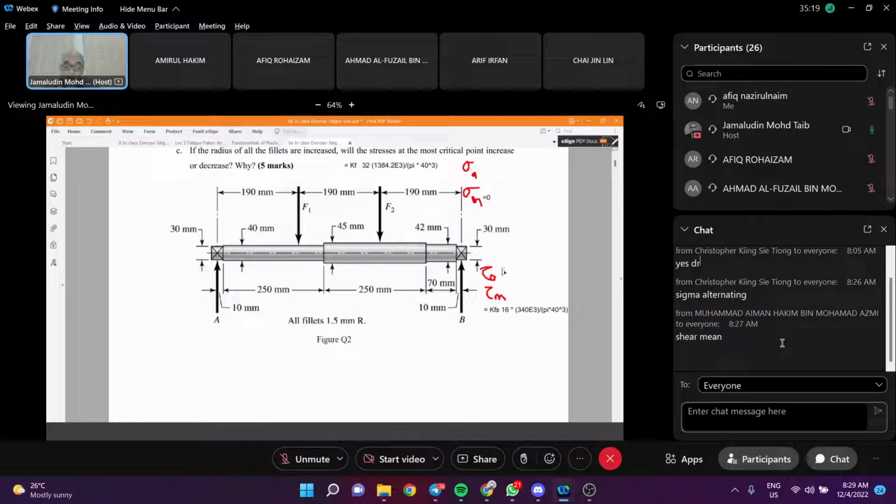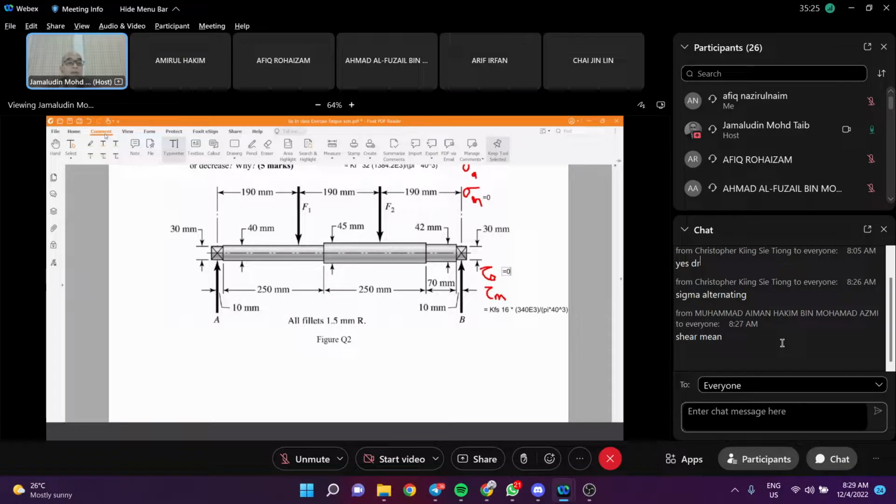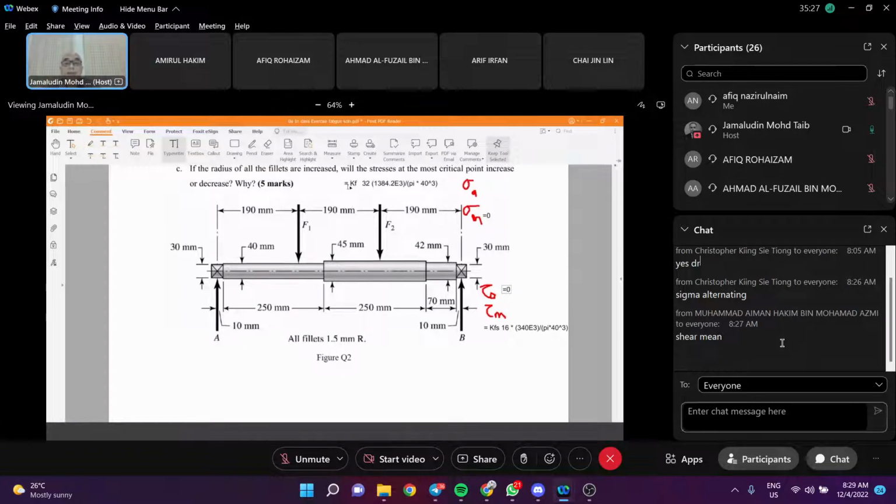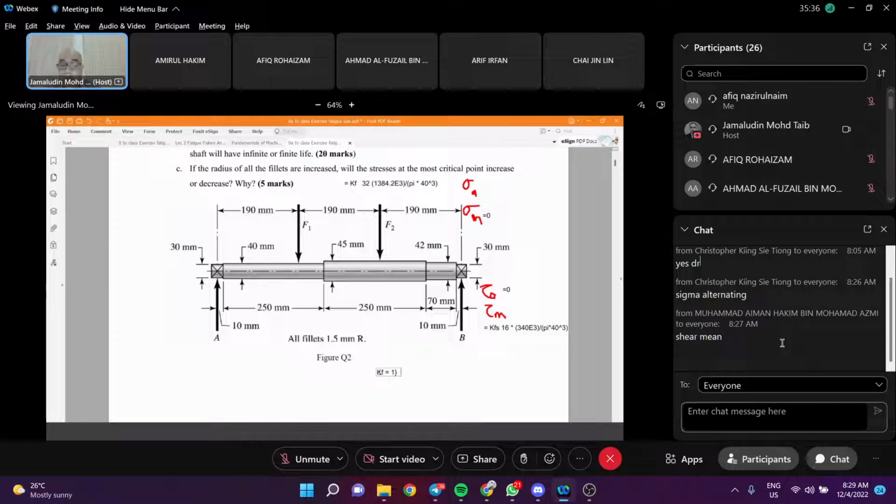All right, this one equal to 0. Right now, what you should do is find the KF. Remember, your KF formula will be KF equal to 1 plus KT minus 1 times Q. Remember, for the Q there's one single graph with two values, and the KT is based on the type of parts as well as the type of fluid.